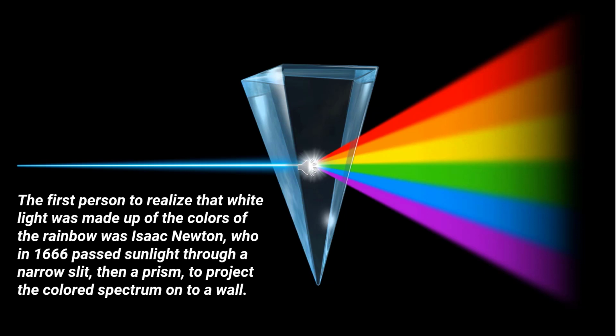The first person to realize that white light was comprised of all the colors of the rainbow was Sir Isaac Newton. He took a narrow beam of bright sunlight, passed it through a prism, and was able to project the colors of the spectrum onto the wall.